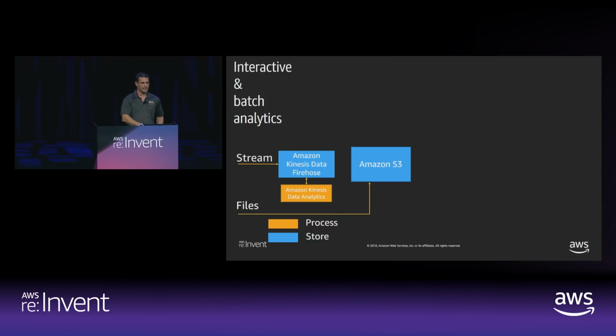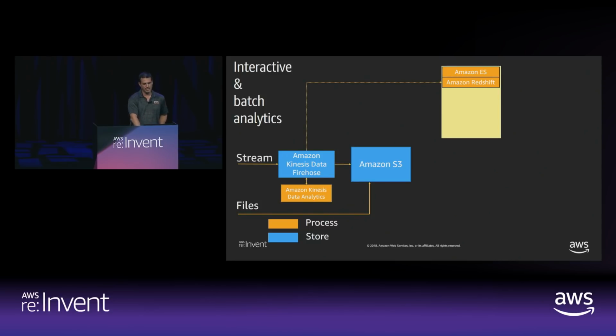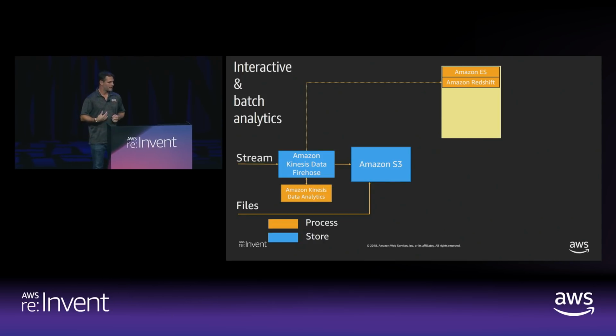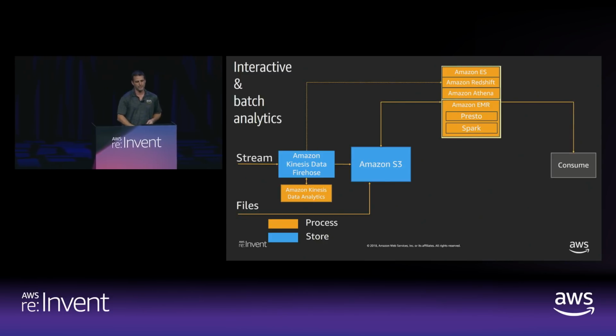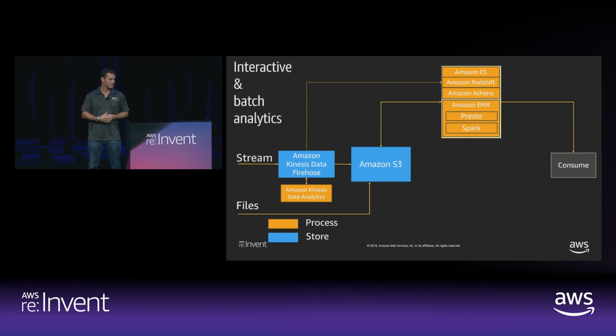So as soon as the data is coming in, the streaming data could flow through S3, but also could get loaded into Redshift or Elasticsearch. But also for the processing, you could use Athena, or you could use, which we actually just demonstrated, EMR to do that interactive processing.